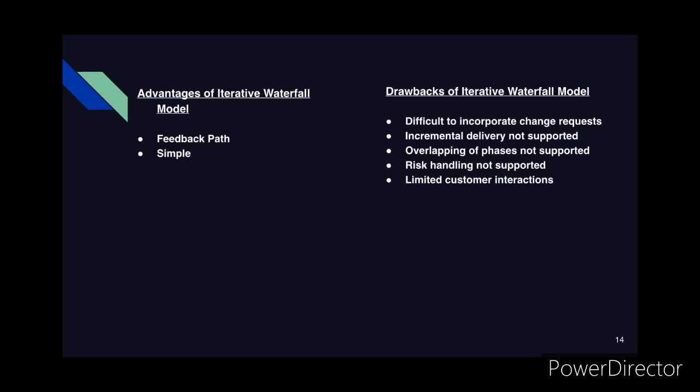The last one is limited customer interaction. Why is it limited customer interaction? Because we only interact with the customer at the first phase of the model, the requirement gathering and analysis phase. At that time only we interact with the customer to gather all the requirements. After that phase we cannot interact with the customer. So this is your iterative waterfall model.